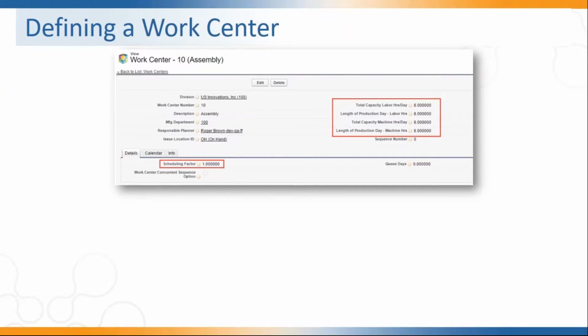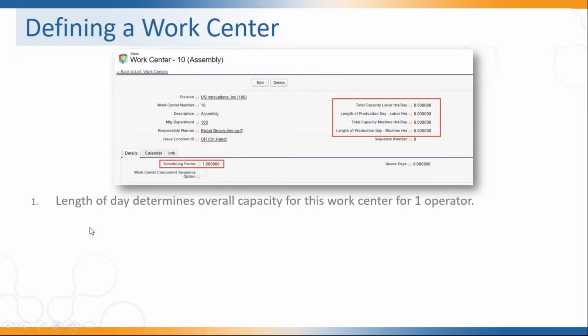And this is a screenshot of a work center. And this happens to be the assembly work center, as you can see here. A couple of things that we want to look very closely at that the ERP system needs in order to do capacity planning is the information that's held within this box. You'll notice it mentions the total capacity of labor hours per day, the length of the production day or labor hours, and then total capacity of machine hours per day and length of the production day in machine hours.